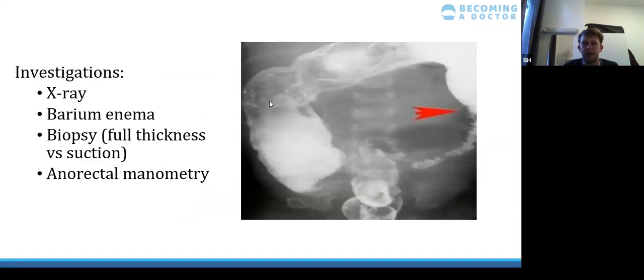Okay. So suction biopsy is the gold standard to diagnose. The first thing you do is an X-ray and then a contrast enema. And there are other things you can do as well. I put some stuff in the description of the PowerPoint. I'm going to read that later.